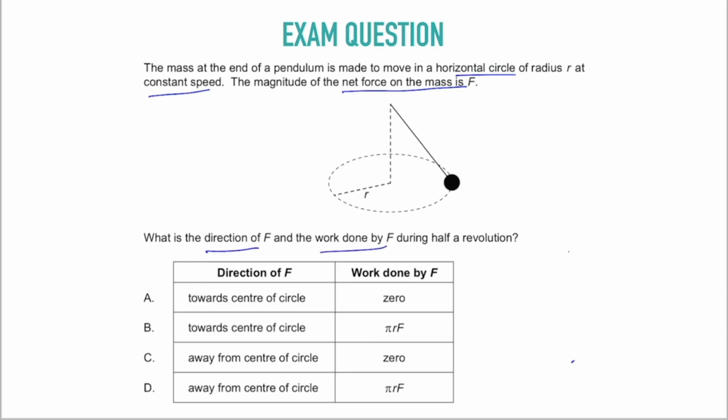Okay, the direction of F, well, it's a circular motion, and any object that undergoes circular motion experiences an unbalanced force towards the centre of the circle. So the answer has to be A or B. The work done by F, well, F is going towards the centre, and the displacement at any point is parallel to that. Not parallel, come on, is perpendicular to that. So cos 90 equals 0. So our work done is 0. So answer A. A quick, easy way of applying that weird fact on work done.